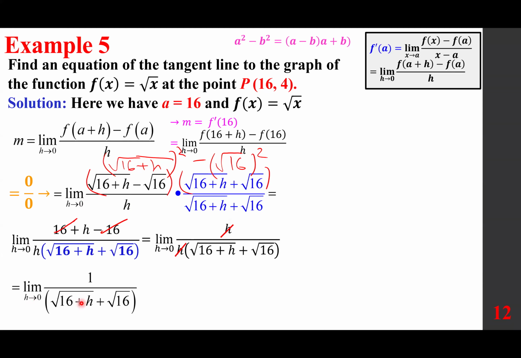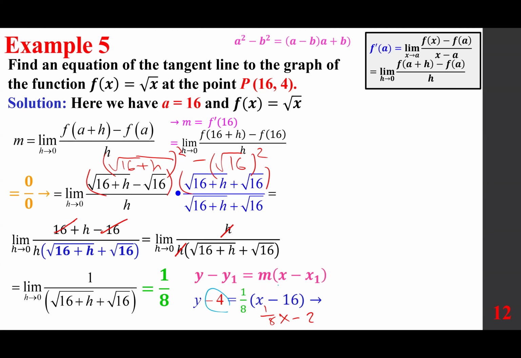Now, if you apply the 0, this is square root of 16, this is square root of 16, 4 and 4, they add up to 8. And now you're ready to find the equation of a tangent line. y minus y1, that means y minus 4 equals m, 1 over 8, times x minus x1, that means 16. And we're going to distribute, and we get 1 over 8 times x minus 2.